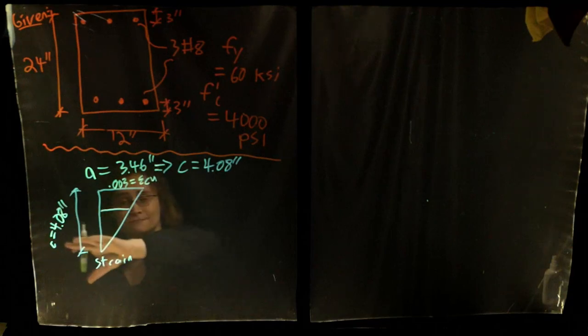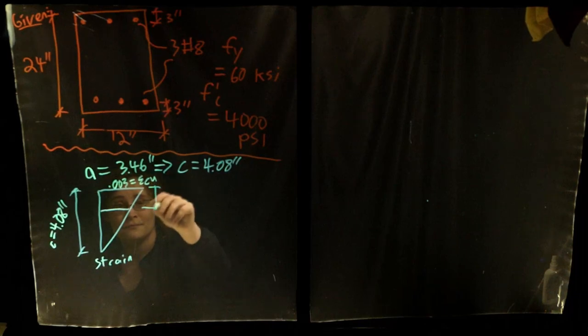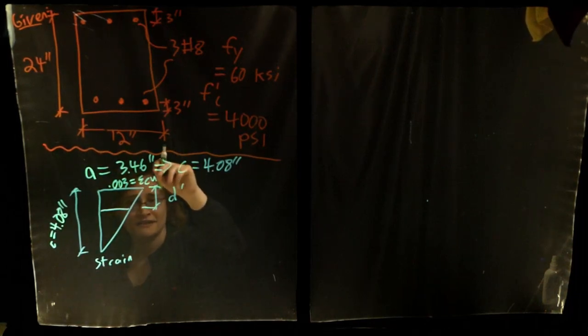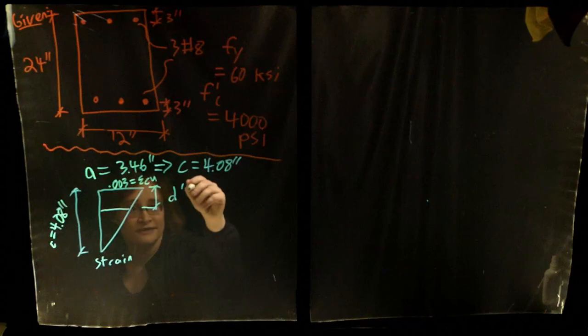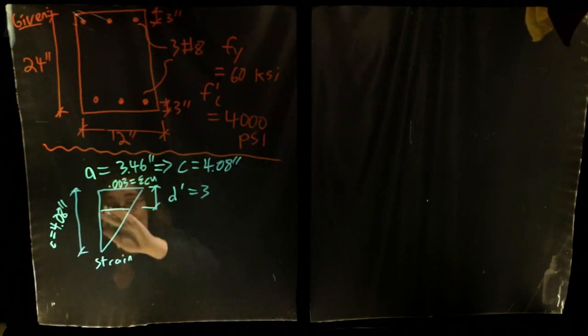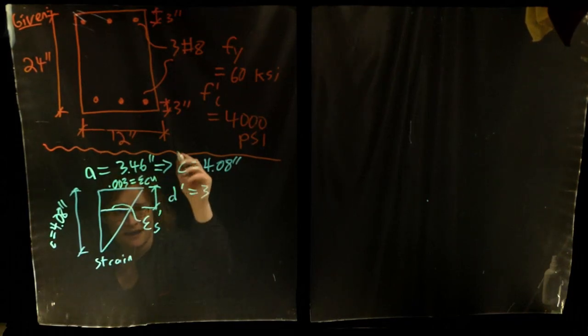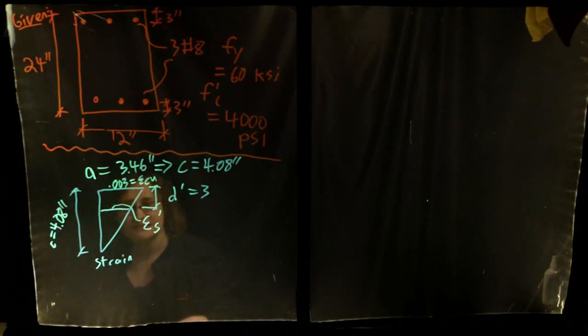So we have our triangular strain diagram here, and at some depth D prime, which is again the depth of the compression reinforcement, equal to 3 inches, that's where our compression reinforcement is located. At the depth D prime, that compression reinforcement will not necessarily have a strain equal to the yield strain or beyond the yield strain. It will instead simply have a strain dictated by the strain diagram. That strain we will designate epsilon S prime, and that will simply be whatever is needed to satisfy the conditions here.